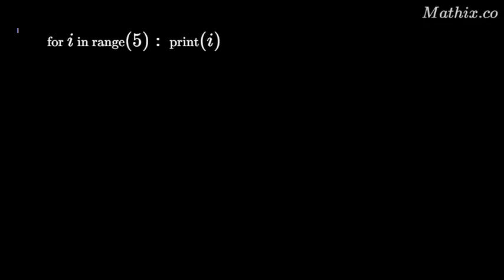The problem is to print numbers from 0 to 4 using a Python loop. The range function generates numbers starting from 0 up to but not including the given number. In the first iteration, the variable I is assigned the value 0 and printed.